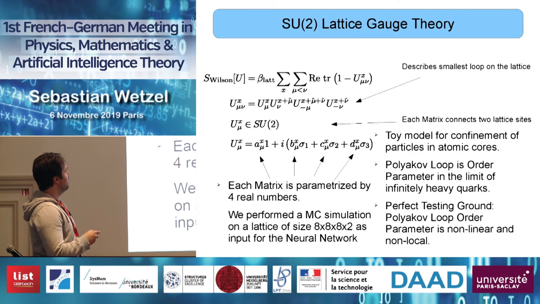Each of these matrices is a matrix in SU(2), and each of these matrices can be described by four real parameters. These four real parameters are the input for our neural network. So after having performed a Monte Carlo simulation, we apply unsupervised learning to find out about the existence of a phase transition.